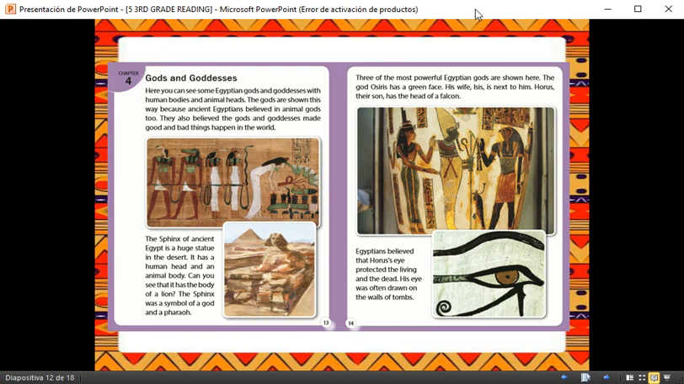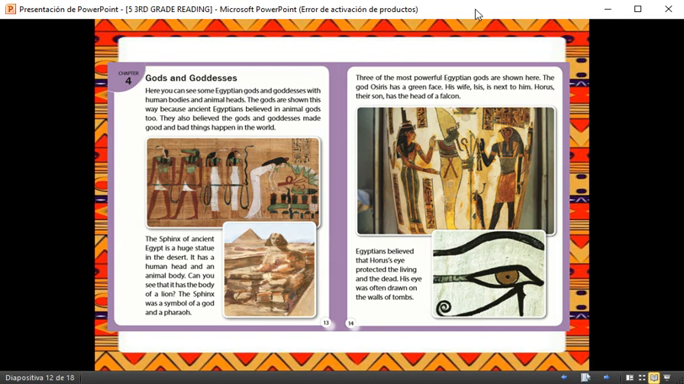Three of the most powerful Egyptian gods are shown here. The god Osiris has a green face. His wife, Isis, is next to him. Horus, their son, has the head of a falcon.